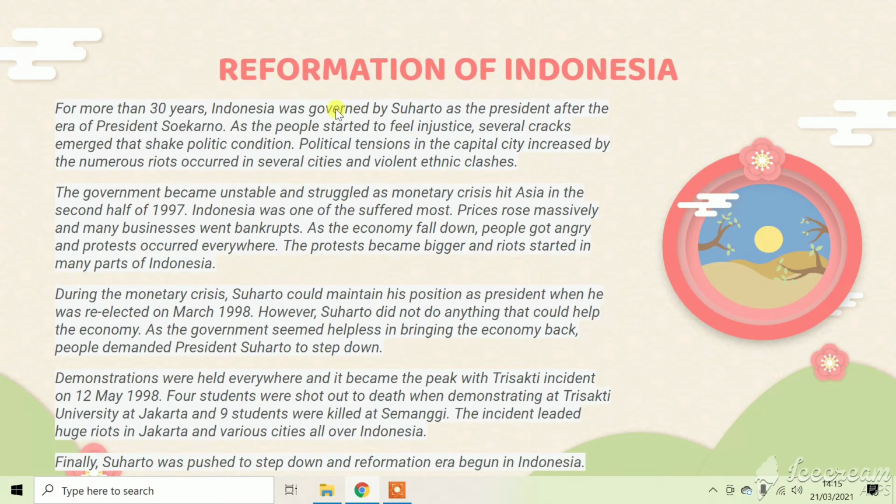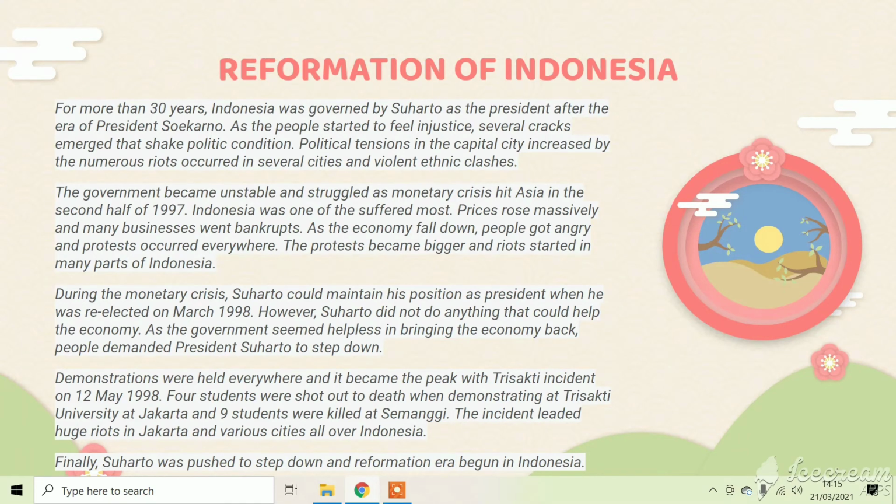The background of the Reformation of Indonesia is clearly described in the first paragraph: for more than 30 years, Indonesia was governed by Suharto as the president after the era of Sukarno, and the people started to feel injustice. So that's why the event happened. Reformation of Indonesia happened because the people started to feel injustice. It is the background of the event.